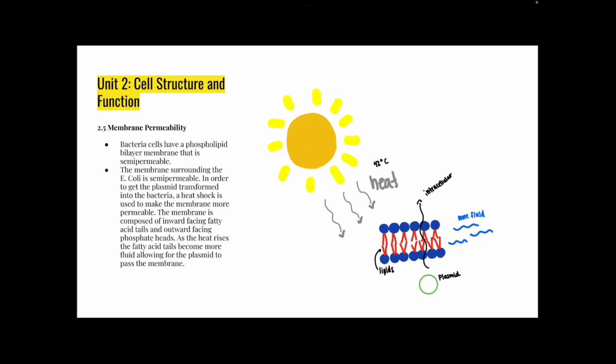For Unit 2, Cell Structure and Function, I chose 2.5, Membrane Permeability, because bacteria cells have a phospholipid bilayer membrane that is semi-permeable. I chose this because the membrane surrounding the E. coli is semi-permeable. So in order to get the plasmid transformed, in the experiment, we used a heat shock to make the membrane more permeable, and the membrane is made of inward-facing fatty acid tails and outward-facing phosphate heads, and as the heat rises, the fatty acid tails become more fluid.